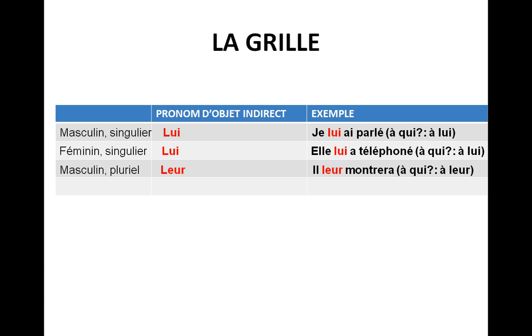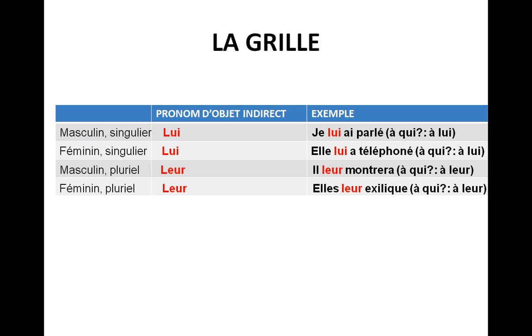Then you have masculine plural. It's leur. Il leur montrera. Montrera is future. À qui? À leur. So for instance, il leur montrera la voiture. He will show the car to them. So to them again. À qui? À leur. You have to put leur for the plural. Okay? Il leur montrera. And it's masculine plural.